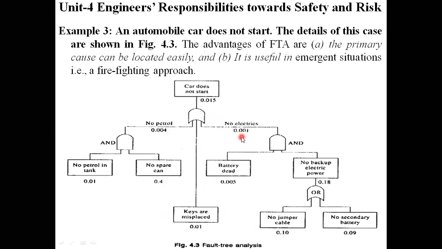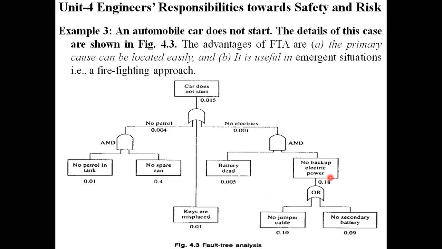And next one is no electrics. In that the probability is 0.01. It is again given to the AND logic here. In that AND logic, we may come across battery dead, that probability is 0.05, and no backup electric power.